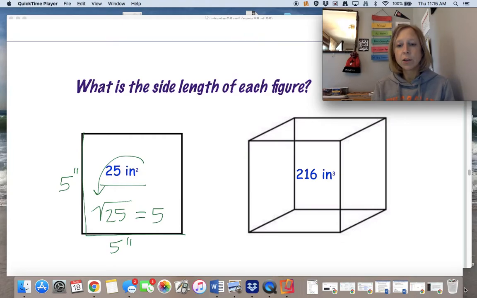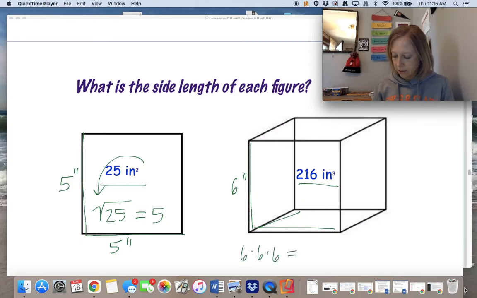Let's move on to the cube. If I tell you that the cube has a volume of 216 cubic inches, what would each side length be? So think about that one. Yes, it would be 6. Because we have to figure out what times what is equal to 216. And so we know that each side has a length of 6 inches. We know that because 6 times 6 times 6 is equal to 216.